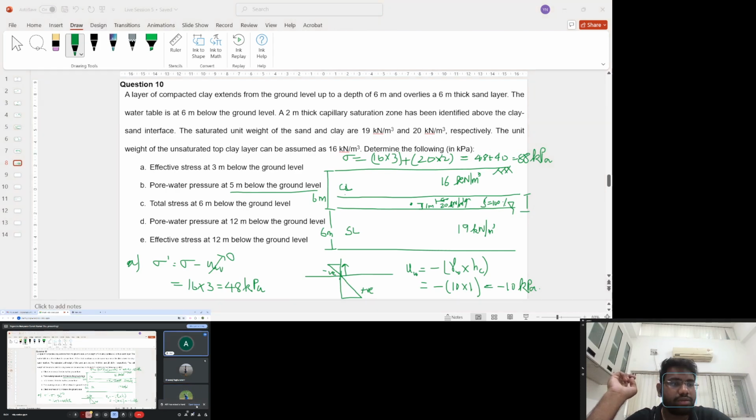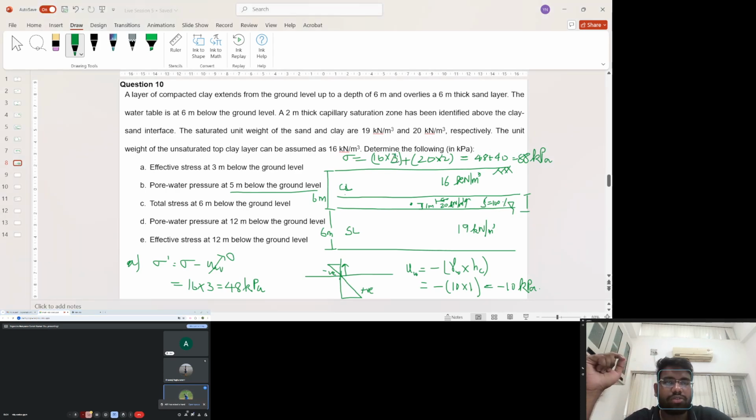Yeah. So there was a small error. They asked the question at 6 meter depth, na, sir? Total stress at 6 meters. Yeah, above the capillary zone is 4 meters, but you have taken 3. Okay. I thought it was a small error. 4, so it will be 64 plus, 104 will come. 104. Yeah. Thank you. Welcome, sir. So that is the total stress at 6 meters.